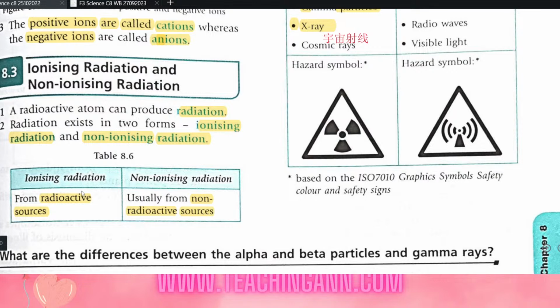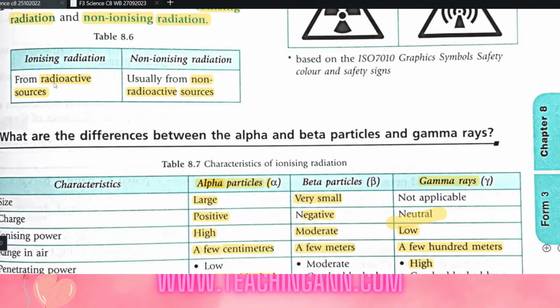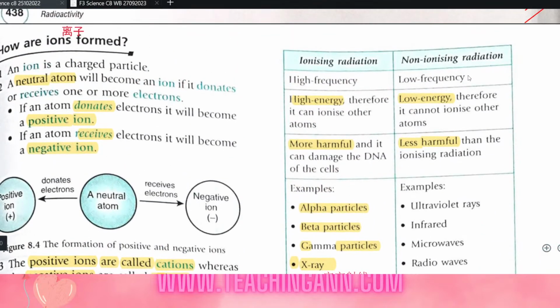Before that, we know about radiation only, right? Any radioactive atom could produce radiation, and radiation exists in two kinds of forms. One is ionizing, another one is non-ionizing. Ionizing radiation comes from radioactive sources, while non-ionizing radiation comes from non-radioactive sources. Meaning something which is not radioactive can release radiation as well.